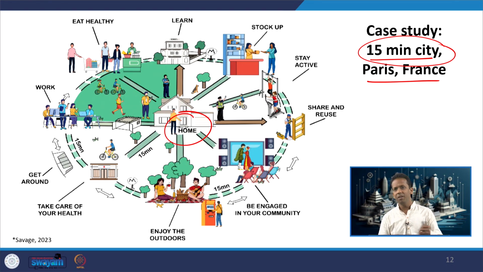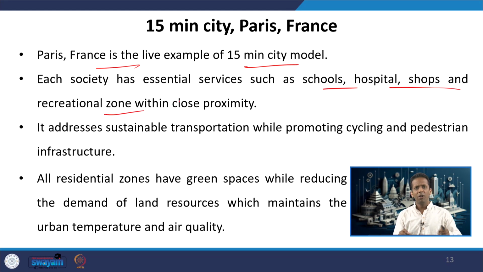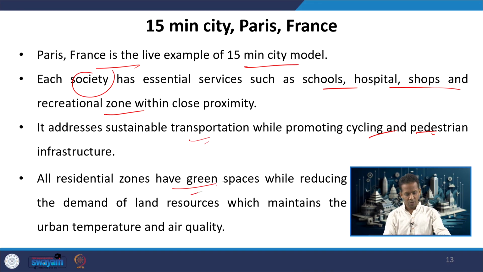And again urban planning, it is a part of environment, it is one type of environmental planning. So, it is a live example of 15-minute city model, like schools, hospitals, shops, all the recreational zones like say blue green corridors and all, they are within the 15 minutes from each society. Okay. Pedestrian and cycling infrastructure is also there. There is a sustainable transportation. Almost all the residential zones have green spaces, and it also helps to maintain the urban temperature and air quality. So, that is one example of a successful environmental plan.